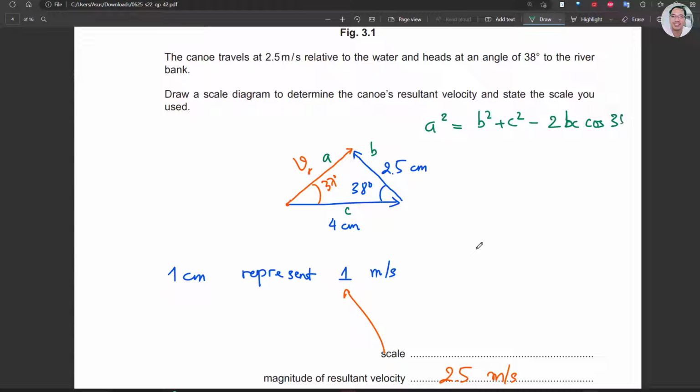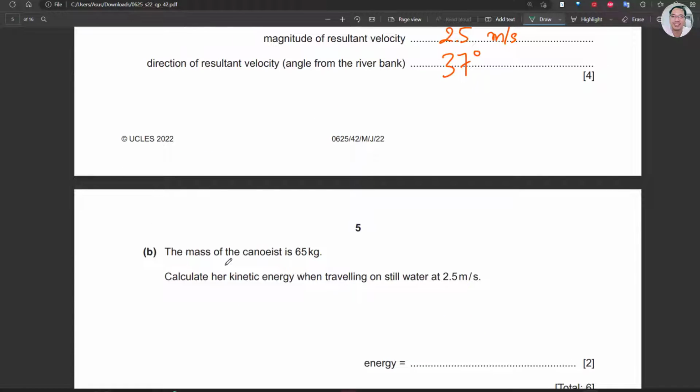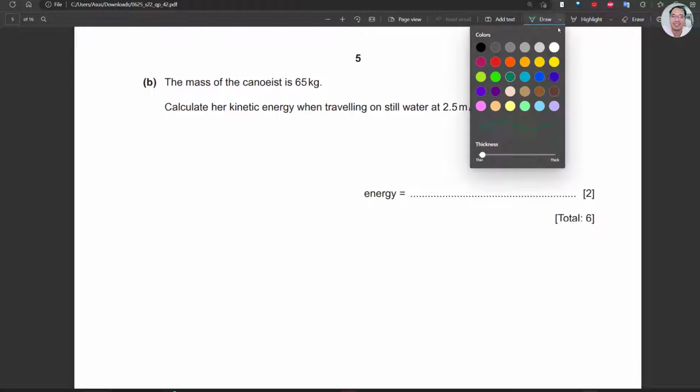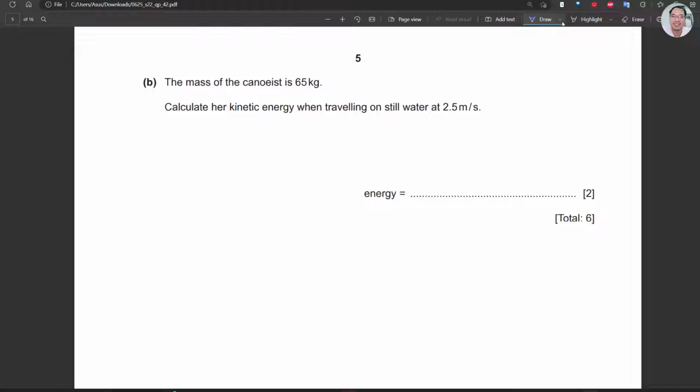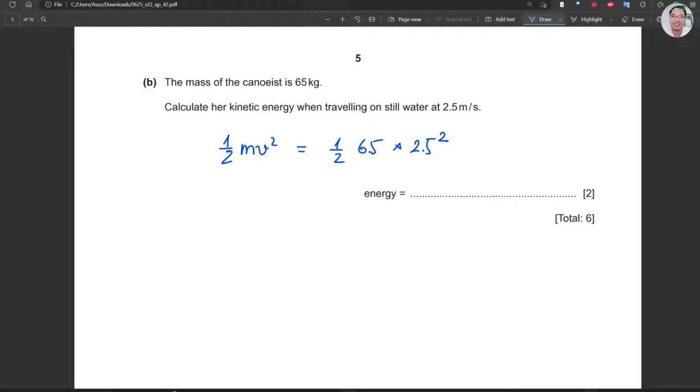Here 38, sorry, not 30. The mass of the canoeist is 65 kilograms. Calculate her kinetic energy when traveling in still water at 2.5 meters per second. Very simple. Kinetic energy, 1/2 mv squared. 1/2 her mass, 65 kilograms, multiplied by 2.5 squared. To be quick, 200 joules.